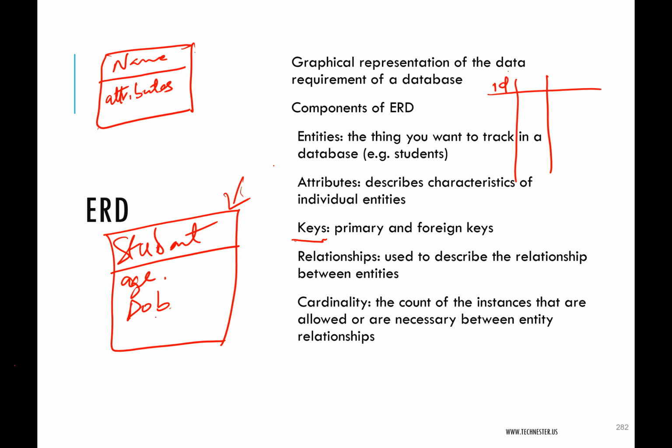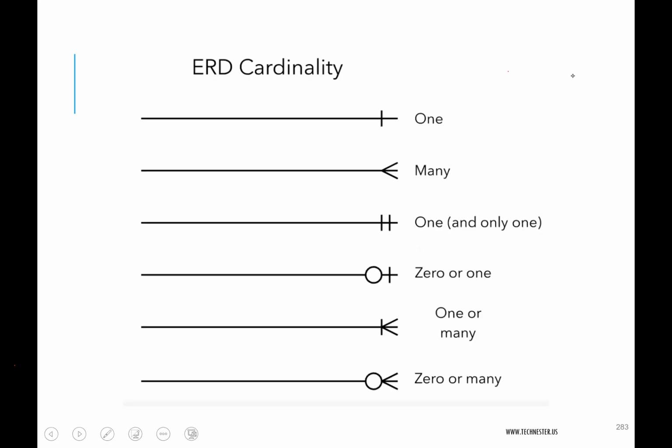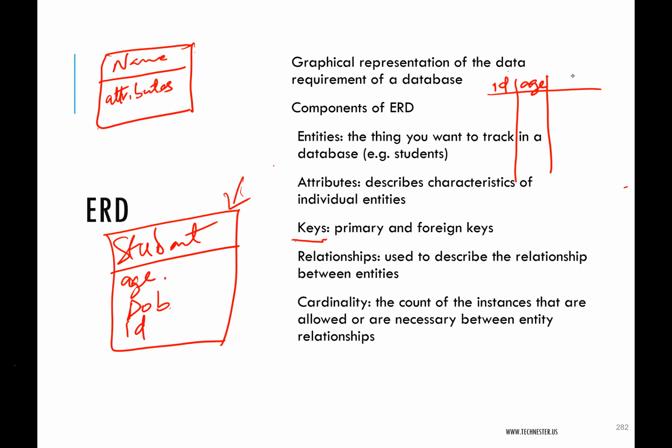So let's put ID, for example. That means the student has an ID. Then there'll be age, there'll be date of birth. So these attributes in the box, when you are creating your database and you create a table student, you convert these attributes to field names. So these attributes are field names. So for ERD, you can specify one of them as key, as primary key.